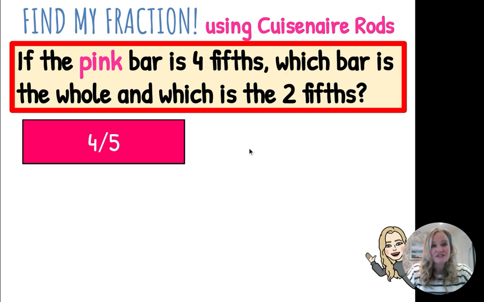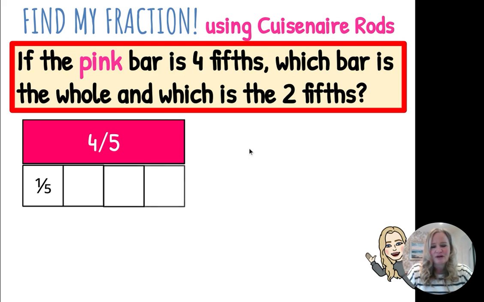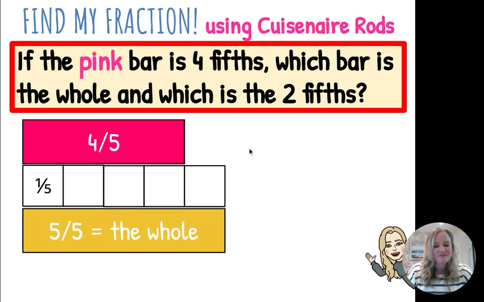So the pink bar is 4/5. How are we going to work out the whole? We need to iterate a bar 4 times to see which bar is worth 4/5. So you can see the white bar is 1/5. We iterate it 4 times to get 4/5. One more time to get 5/5, which is the whole.